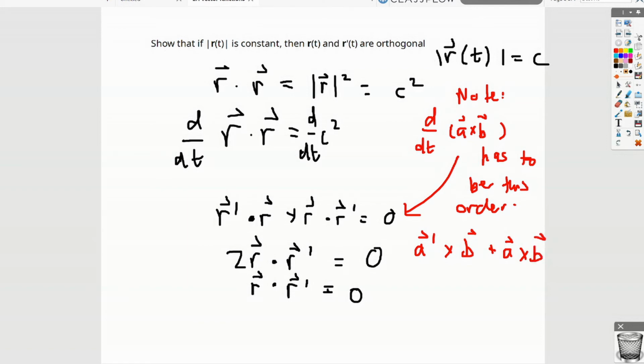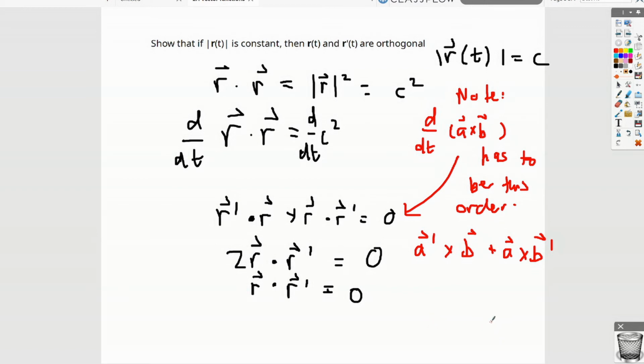Exactly this order, or no, b prime. It has to be this order. It cannot be b cross a prime plus a cross b prime, because if you switch the order of the cross product, what you end up getting is blasphemy. What you end up getting is the negative. You can do a cross b prime plus a prime cross b, but that's going to cause issues when you go to the quotient rule.